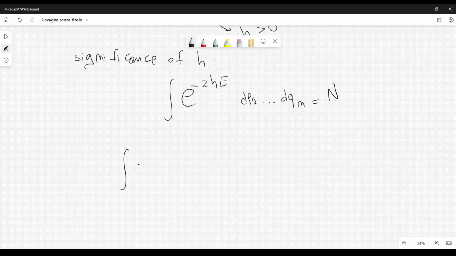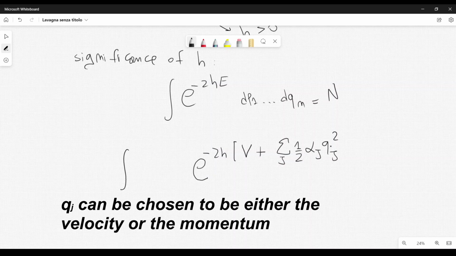We have to integrate over the distribution that I can rewrite like this, e to the minus 2h, and then the total energy can be rewritten as the potential energy of the system plus all the kinetic energies of each single momentoid, that can be written as 1/2, and then I have some parameter alpha j, which is related to the mass of the particle or the system. Qj squared, Qj can be interpreted as the momentum, as I said, of the jth system.